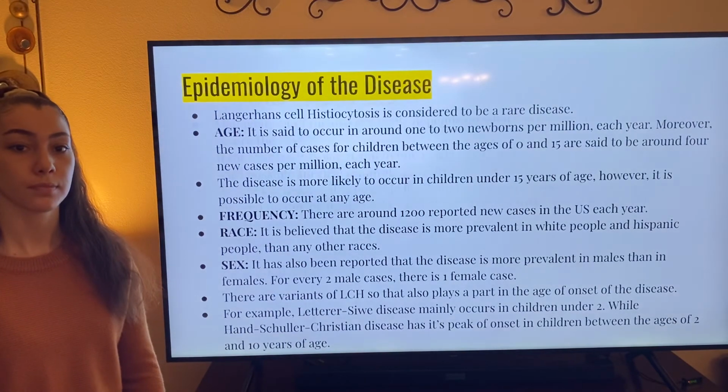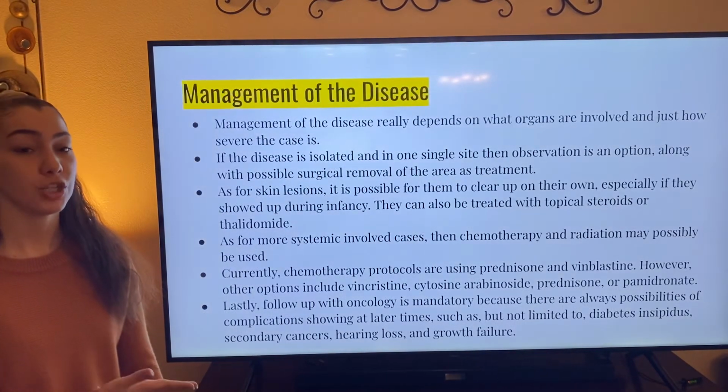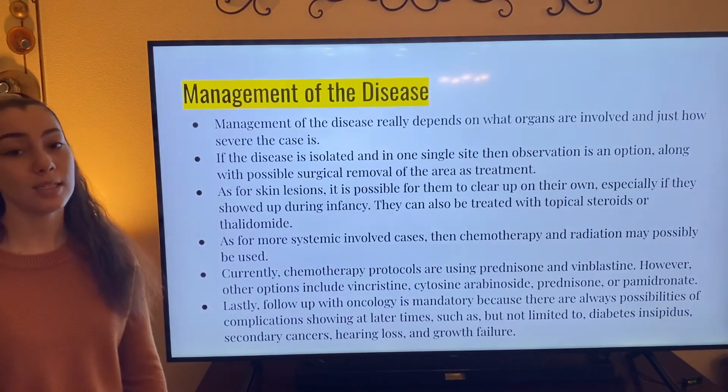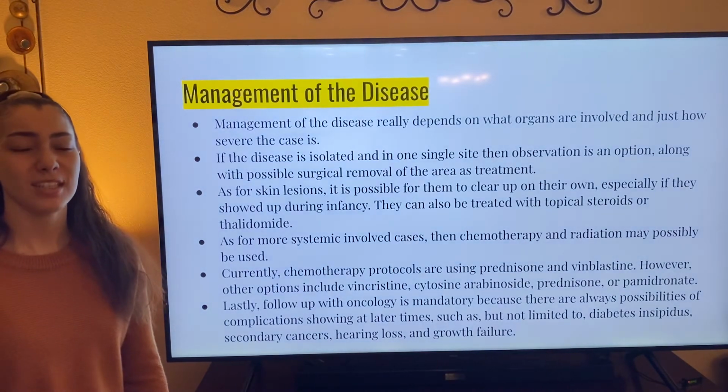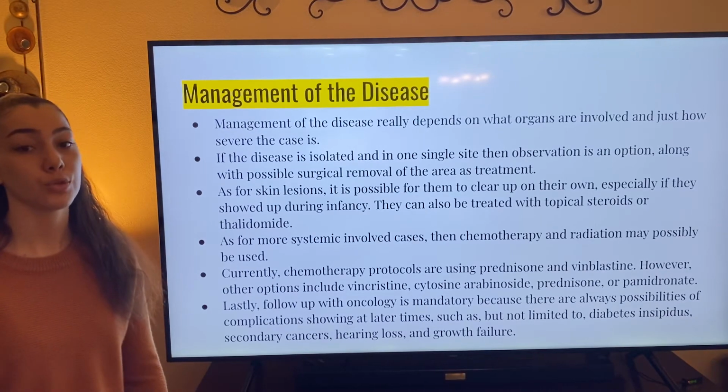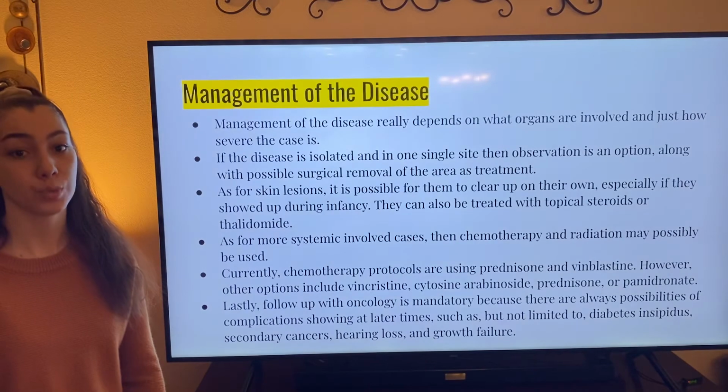Now, management of the disease. Management of the disease really depends on what organs are involved and just how severe the case is. If the disease is isolated and in one single site, then observation is an option, along with possible surgical removal of the area as treatment.